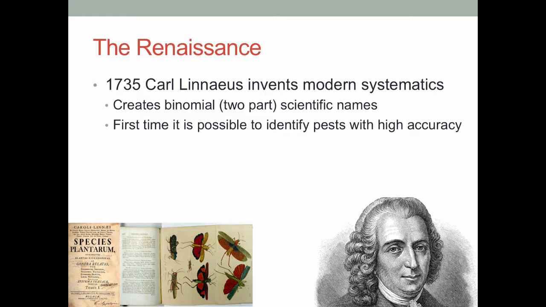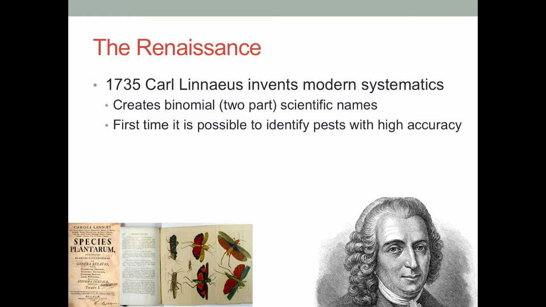He came up with the scientific binomial nomenclature, so the idea that all organisms have a scientific name, which is two parts, the genus and the species part, and they're written in Latin, and the idea that every organism only gets one of these. Unlike common names, where you have things like the corn earworm, the tomato fruitworm, and the cotton bollworm, which are all different names for the same organism, but they only get Helicoverpa zea as the scientific name.